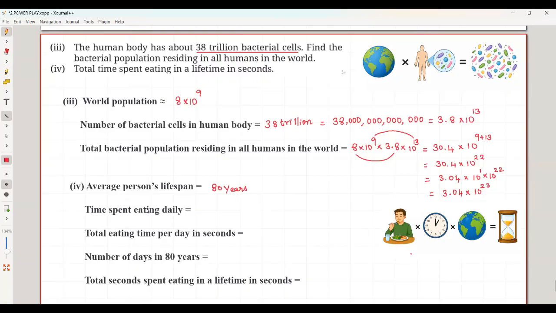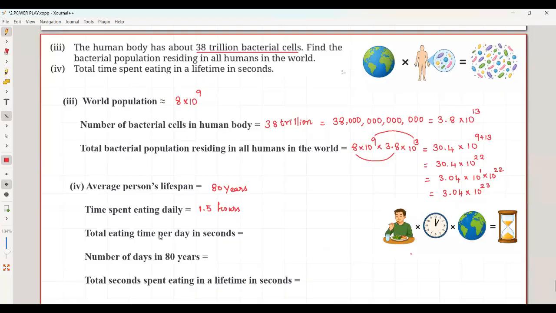Time spent eating daily. Daily we'll be eating 3 times: breakfast, lunch, and dinner. Maximum we will be spending half an hour each. Half an hour plus half an hour plus half an hour, so we can take it as 1.5 hours per day that we are spending for eating.